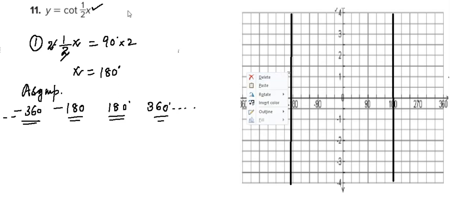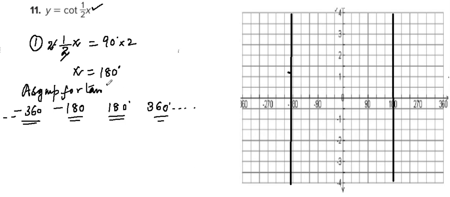This is for cot, but he's not asking for cot here. These will become 180 and minus 180, here at the x-intercept. So these are the asymptotes for tan x, not for cot x, for tan half x. Here, what is the meaning of half? Half means horizontal stretch or horizontal compression. Because half is between 0 and 1, it will be a horizontal stretch here.